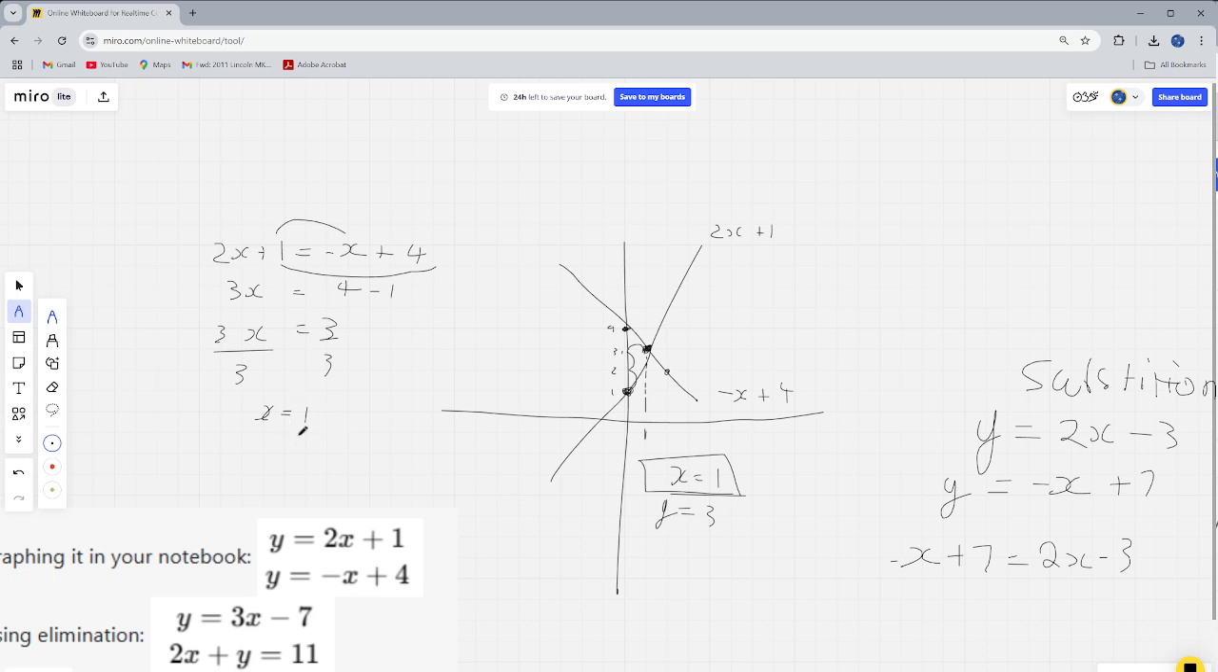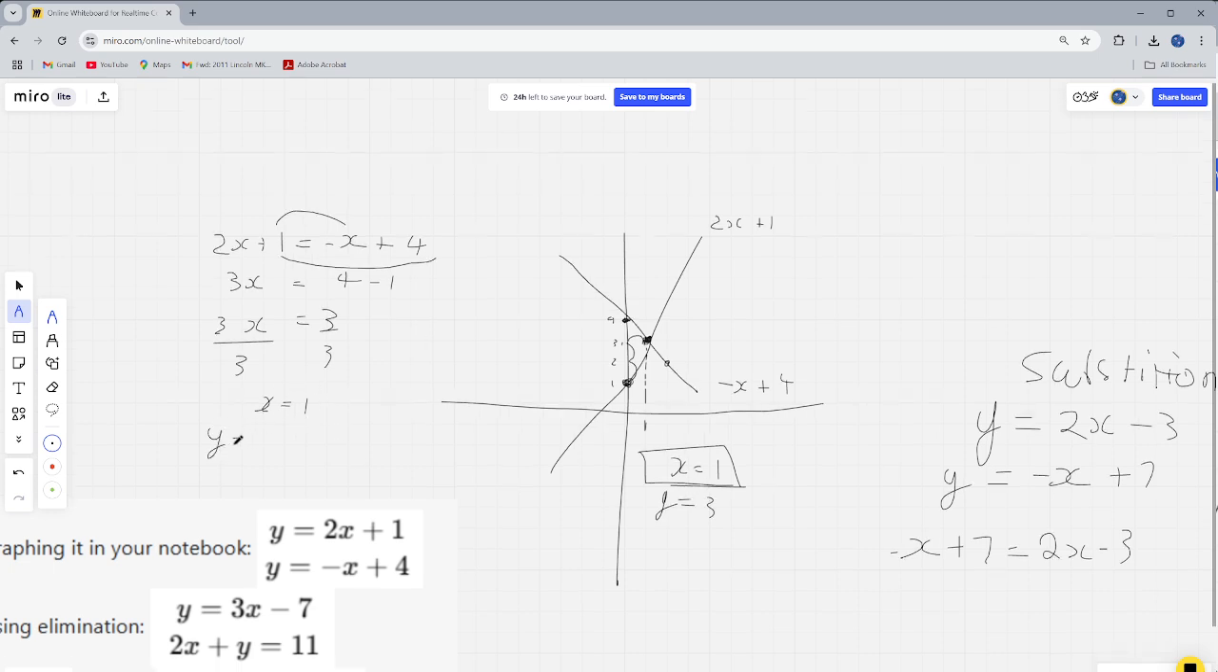Okay, and then to find out what y is, you would just plug it back in. y is equal to negative x plus 4, so negative 1 plus 4 is equal to 3. And just like that, we found out the exact same answer. These lines meet when x is equal to 1 and y is equal to 3, or at the coordinate (1, 3). Okay, so all these methods will work as long as the math is correct.